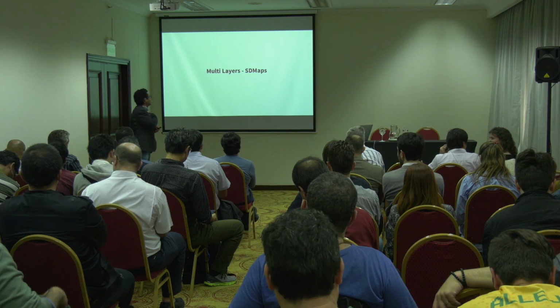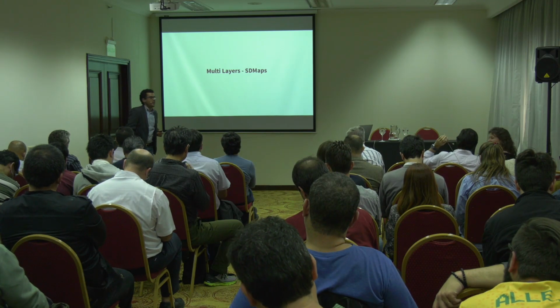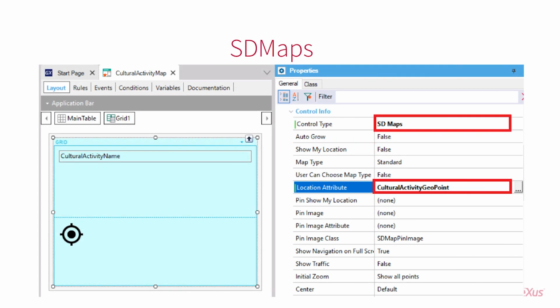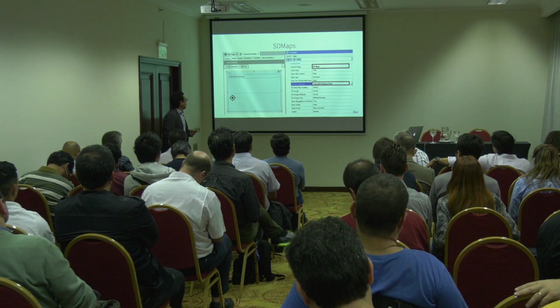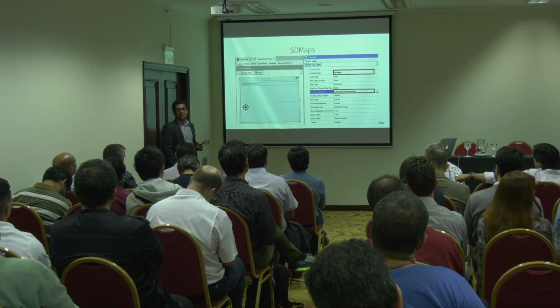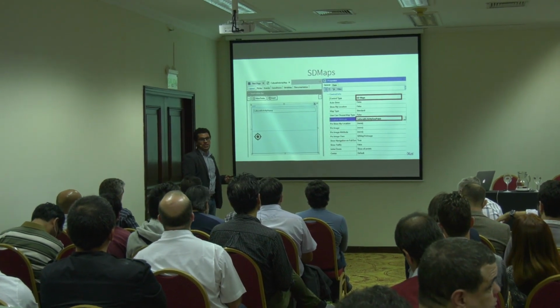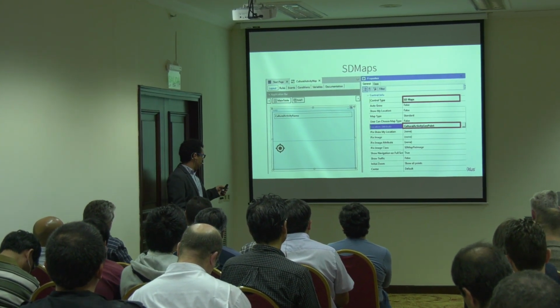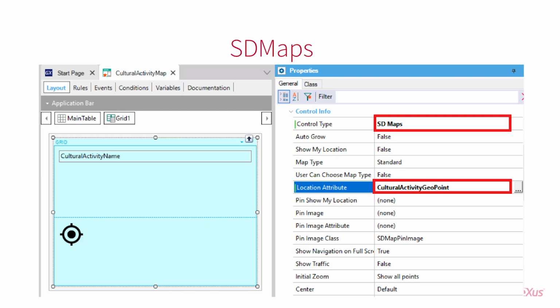I'm going to tell you about what we are doing in the area of geography, what we call multi-layers or SD maps. I'll tell you what we've had for quite some time, and we have this in SD apps. Whenever we want to show a map and we want to show simple geometries, that is dots, we have this with a property, the control type SD map, and it would open up many properties.